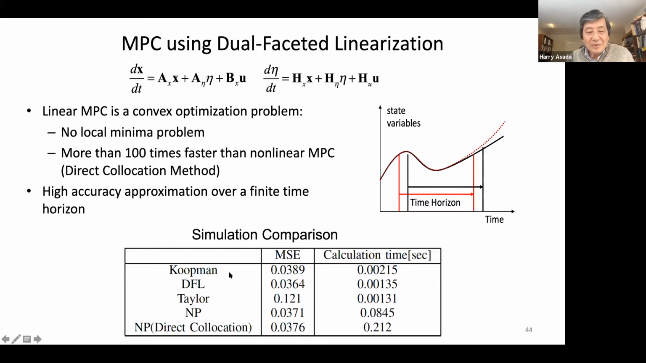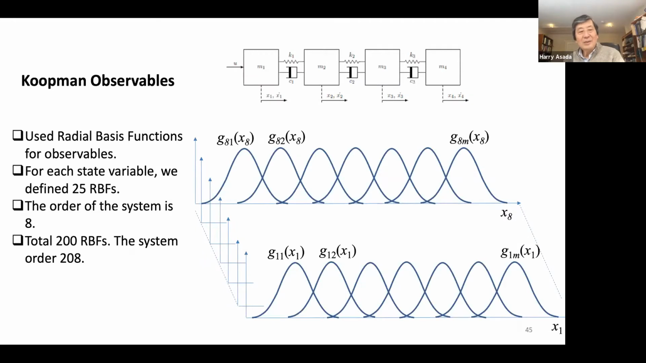Now, we also compared this with the Koopman, and Charles asked how we did the Koopman computations. So here's the thing. The process we look at is an 8th order system like this, 2 masses and 4 springs, and 4 energy storage elements needing 8 state variables. And all the springs and dampers there are nonlinear, nasty nonlinear systems. So we use radial basis functions again for observables. Observables are basically functions of state variables, right?